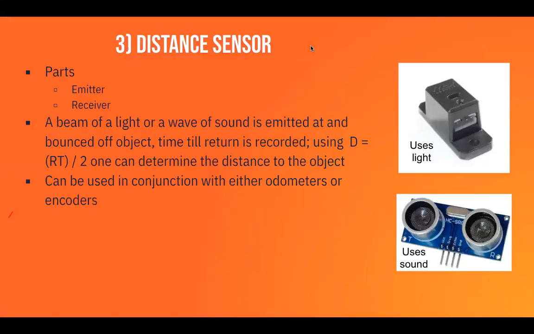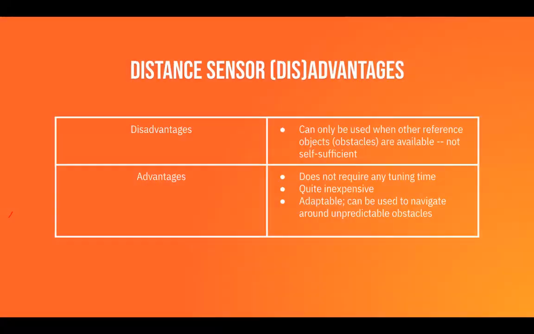A distance sensor is pretty much an emitter and receiver. A beam of light or a wave of sound is emitted and bounces off the object until the return is recorded. So you can use d = rt/2 to determine the distance to the object, and it can be used with odometers or encoders to help increase the accuracy.